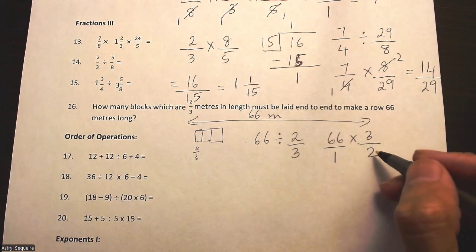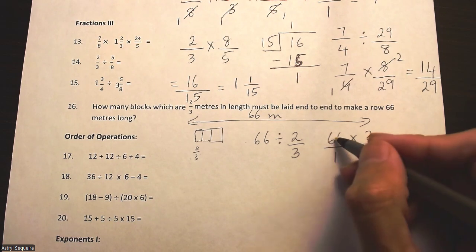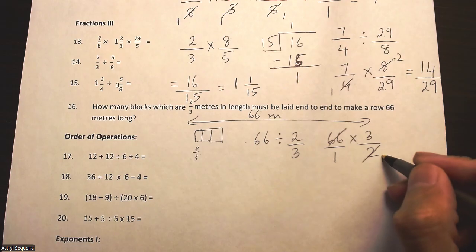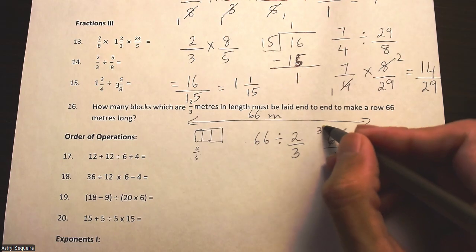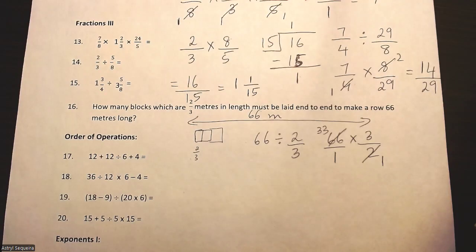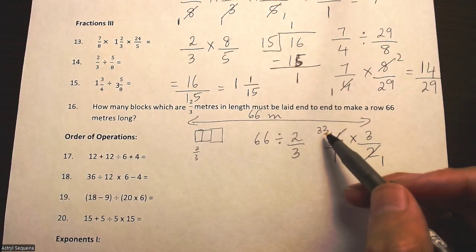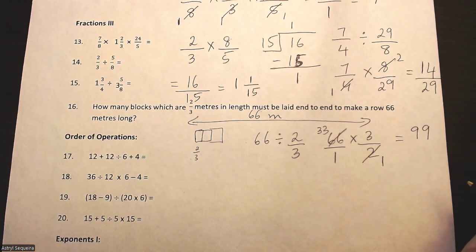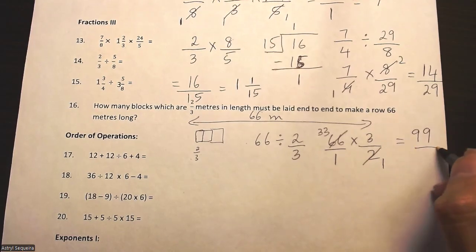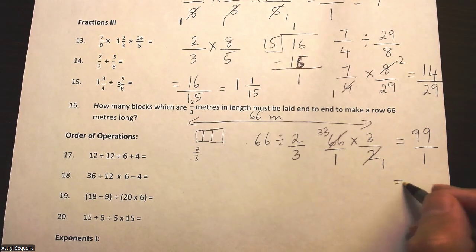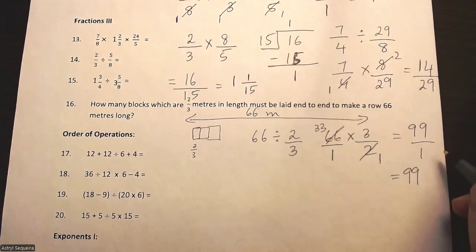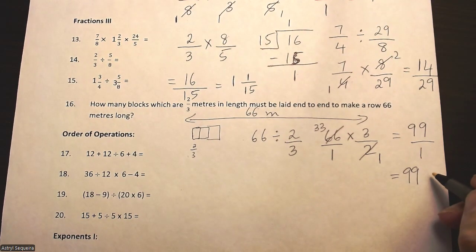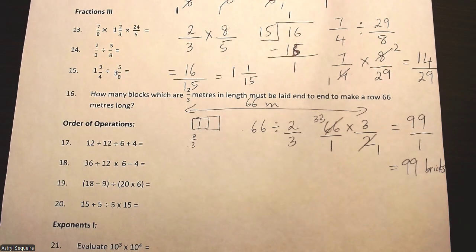And now I'll simplify. I can divide both of these by 2. Then I can multiply 33 times 3. I can do that mentally. It's 99. 1 times 1 is just 1. 99 divided by 1 is 99. So I need to have 99 blocks to make a row that's 66 meters long.